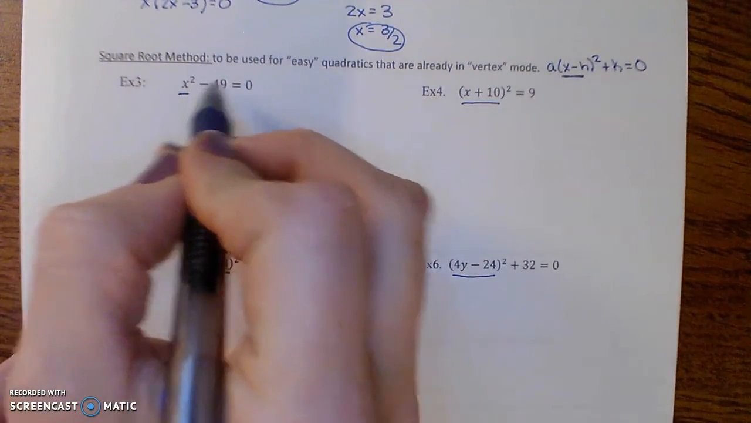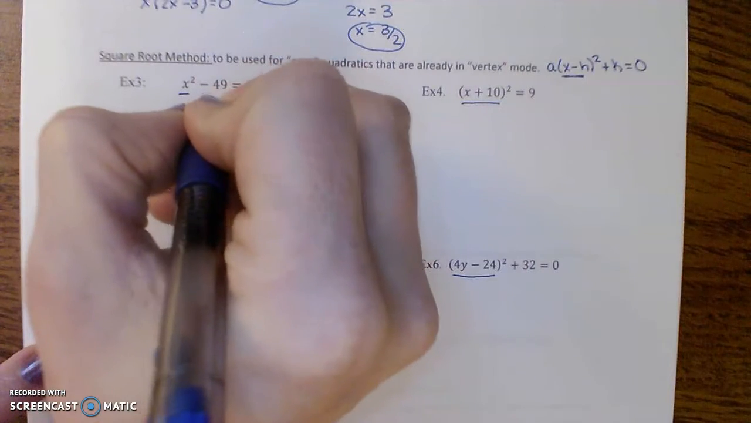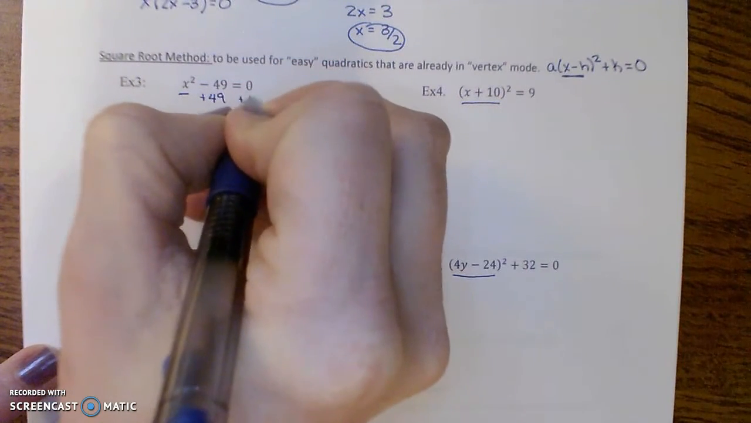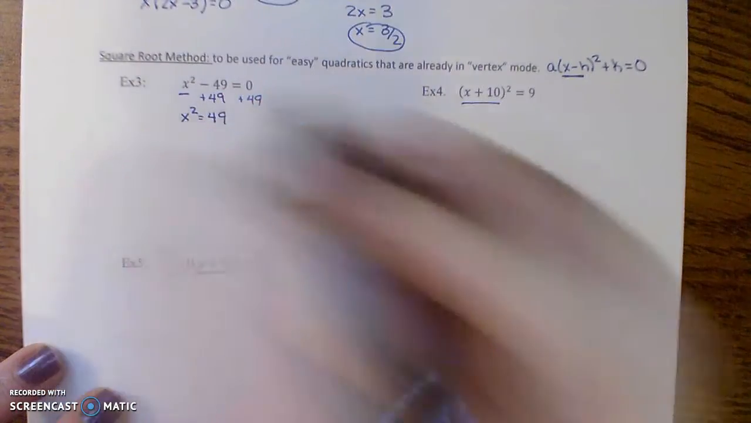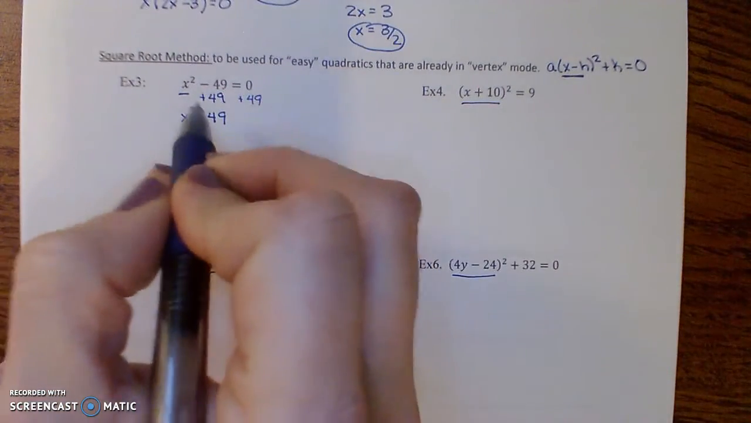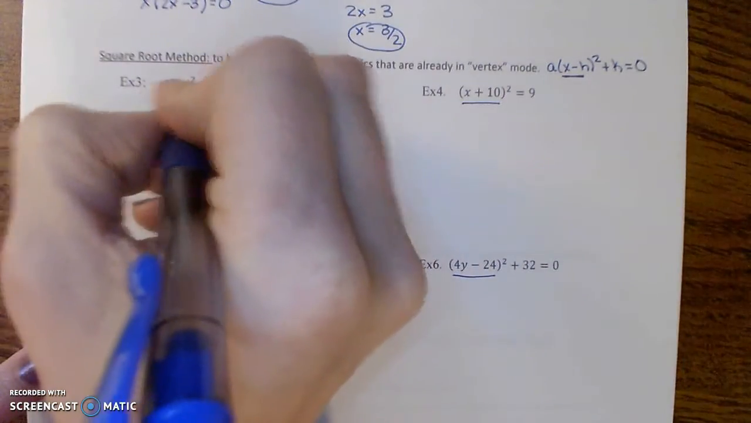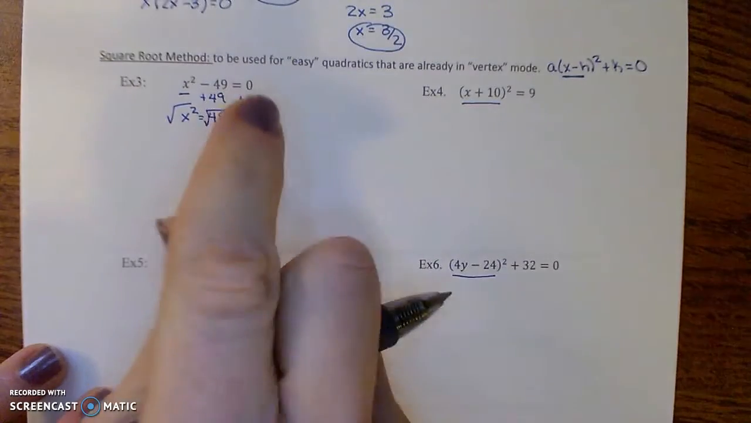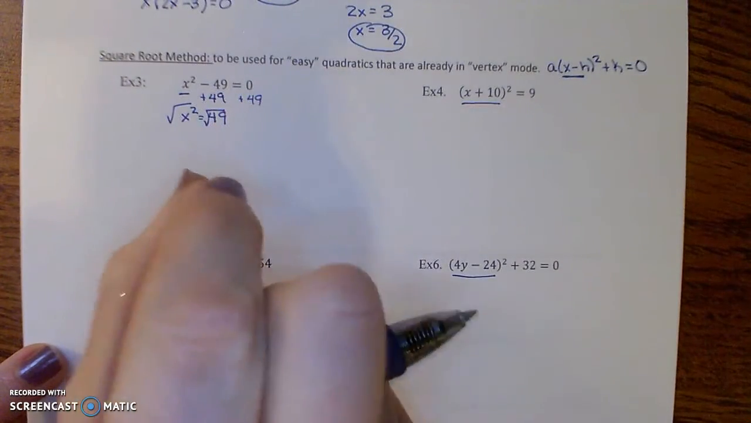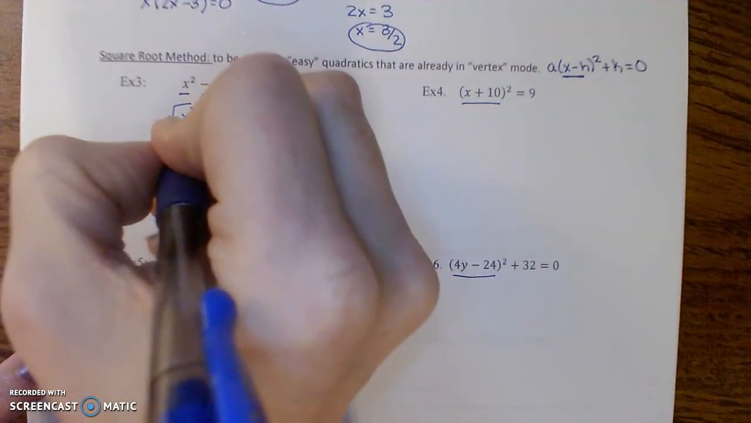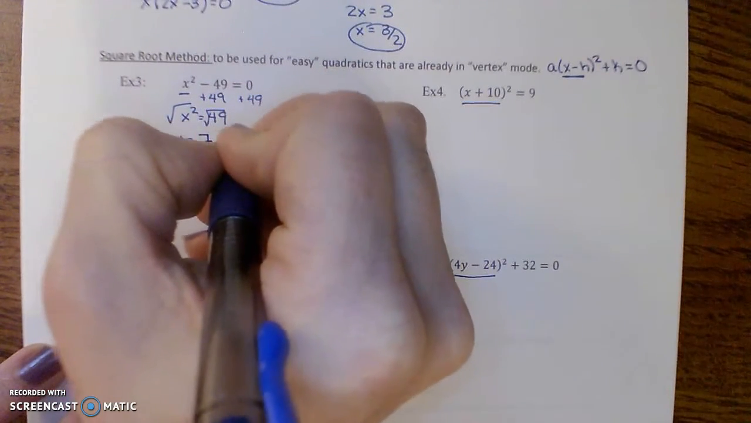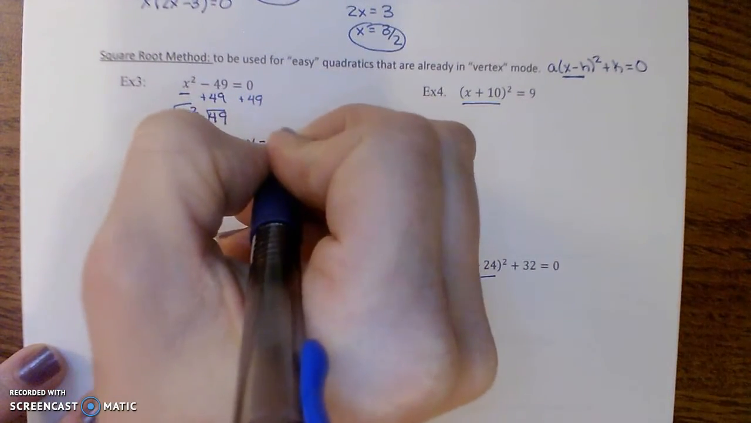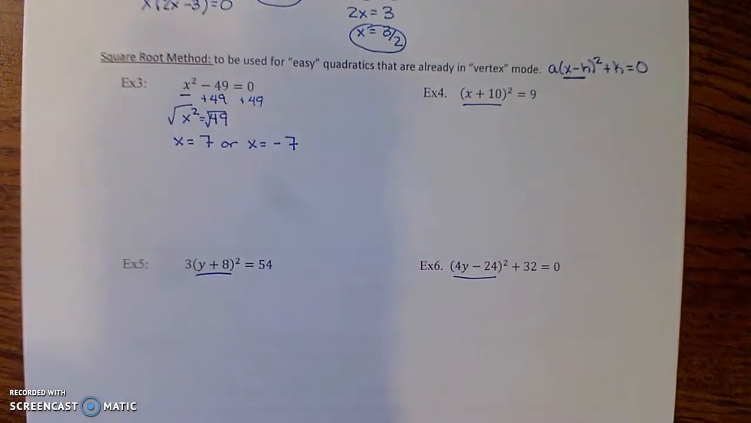So here, I'll move the 49 to the other side by adding 49 to both sides. So I get x squared equals 49. And once you have the square isolated, you can go ahead and take the square root of both sides. But then this is going to generate two separate equations. You get x equals the square root of 49, which is 7, or x equals negative square root of 49, which is negative 7.